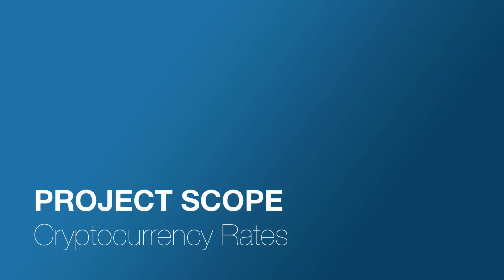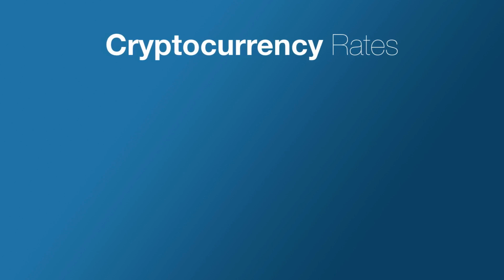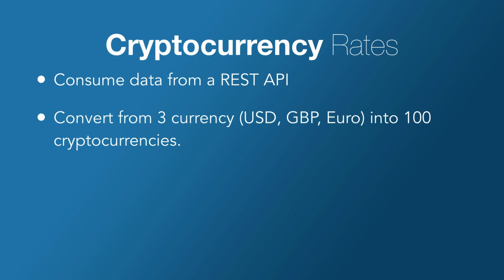So let's review the project scope for this project. It's called cryptocurrency rates. A very popular topic these days is cryptocurrencies, and I'm going to show you how to add this into your website. So first, it's going to consume the data from a REST API. It's going to convert from 3 different currencies, United States dollar, Great Britain pound, and euros, into 100 different cryptocurrencies.